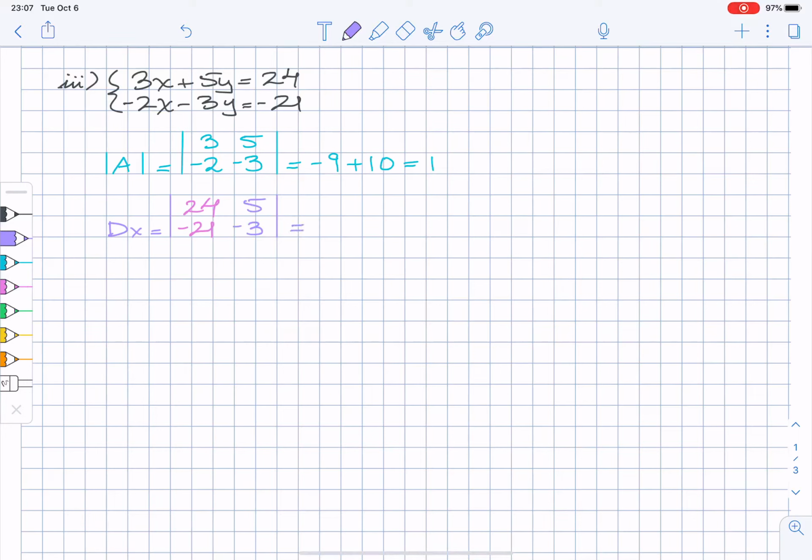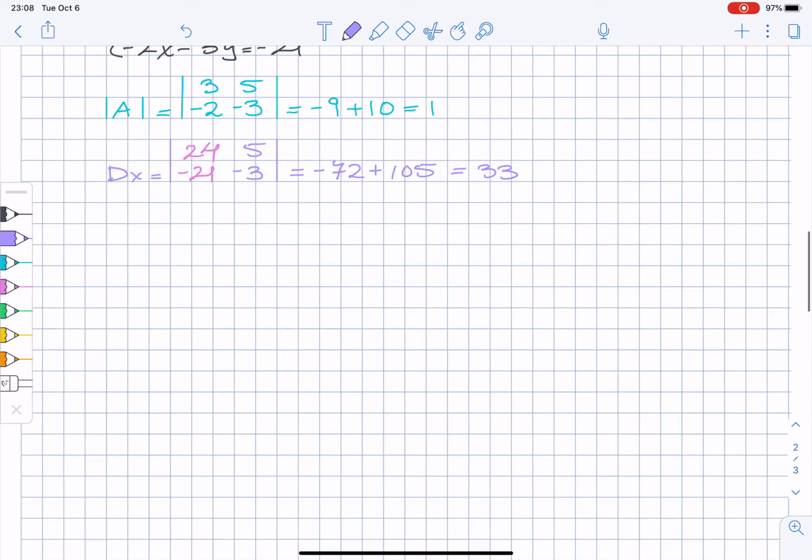So what that's going to be, 24 times 3. Well, 20 times 3 is 60, and 4 times 3 is 12. So I claim that's -72 minus a -5 times 21. Well, 5 times 2 is 10, so that's 100, plus 5, so 105. Okay, what's 105 minus 72? Well, I claim if it were 75, the difference would be 30, but it's 3 more, so it's 33.